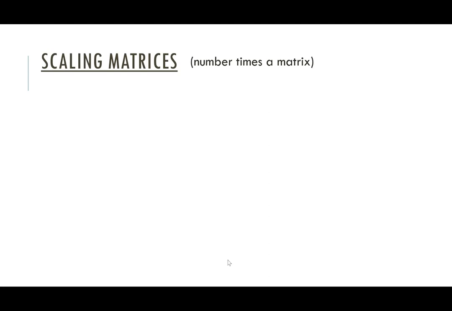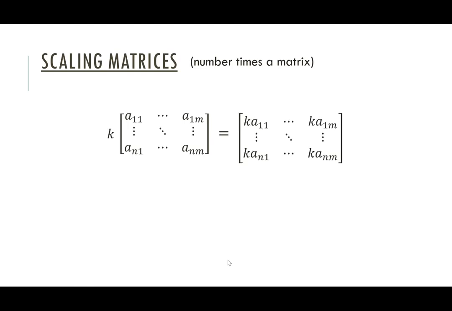Another definition you saw in your reading was scaling matrices. So this is how do you multiply a number times a matrix? So, all right, nothing too exciting. You just multiply each entry by the number. So that's how you multiply a matrix times a number.